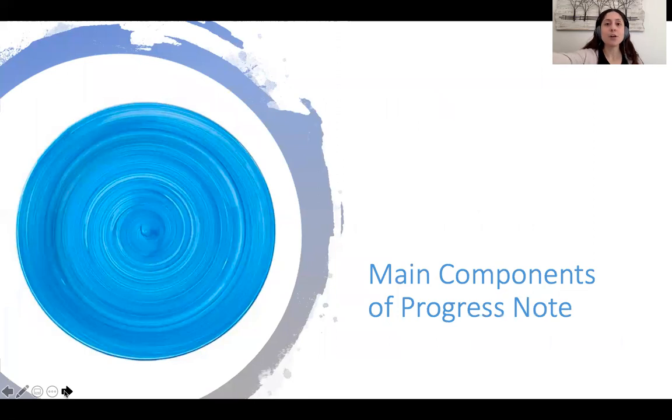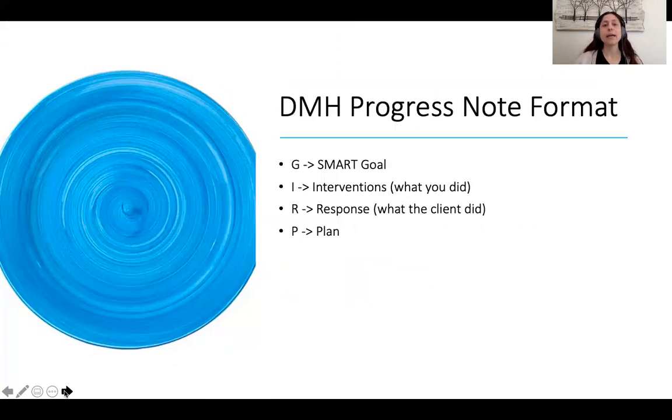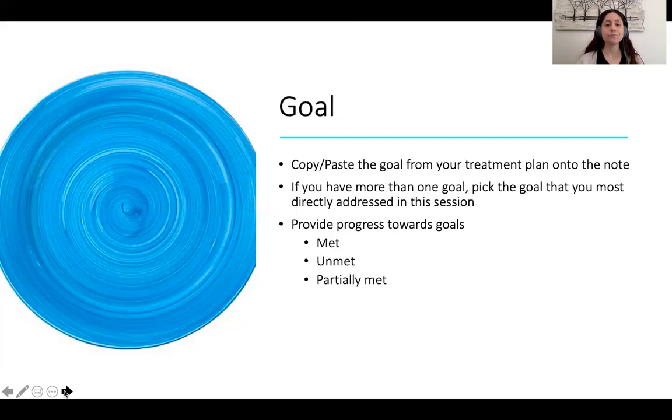Okay, so now I'm going to go into more depth about the main components of notes. And since the majority of you will be working at a DMH contracted site during your practicum or at some point in your career, I'll begin with the DMH format, which is the most commonly used format. Notes written for DMH billing should be written in GIRP format, which is indicated here, GIRP, Goal, Interventions, Response, Plan. And I'm going to go through each of these sections with you.